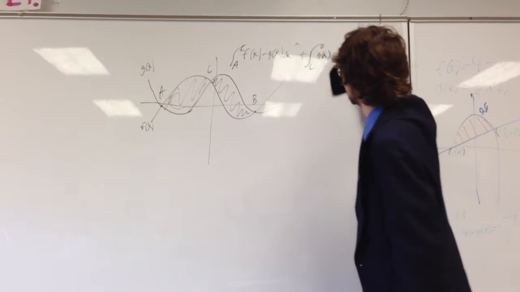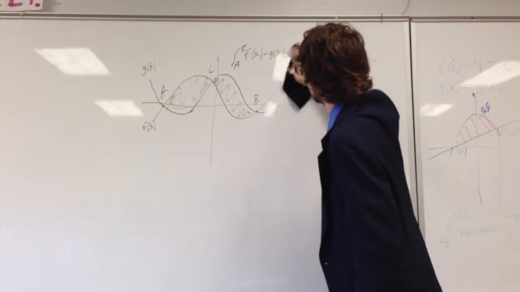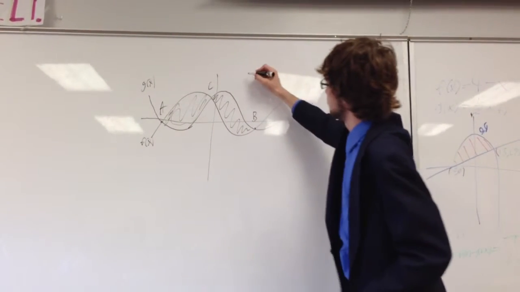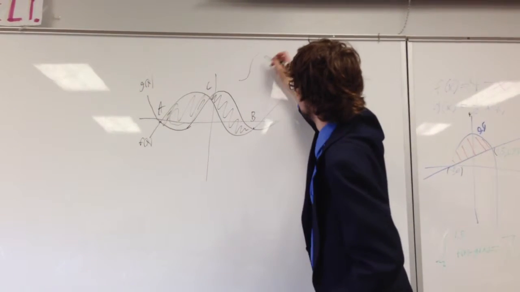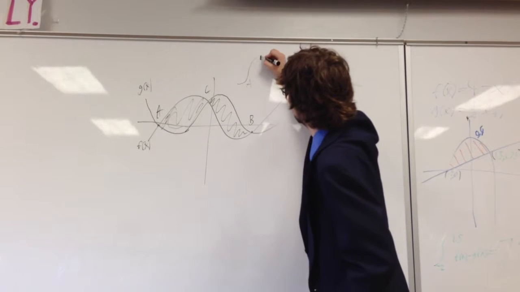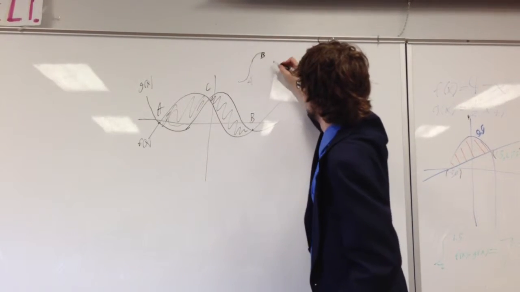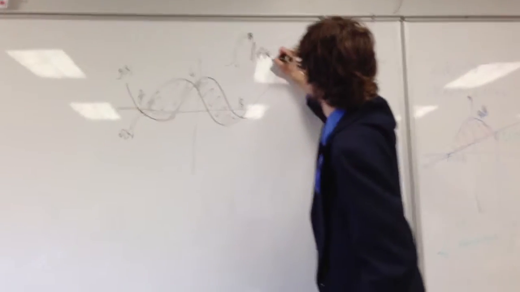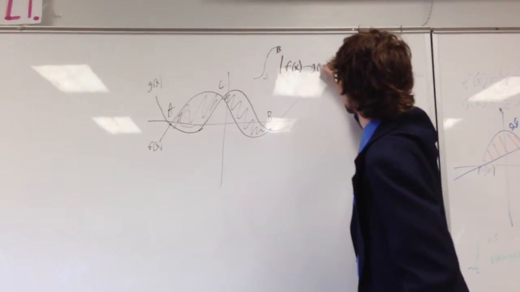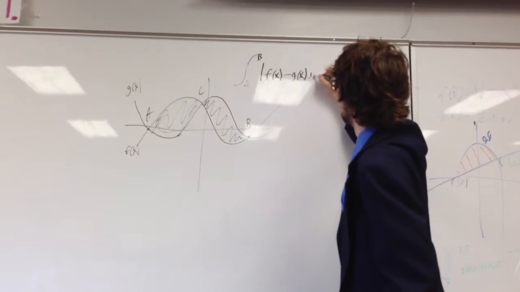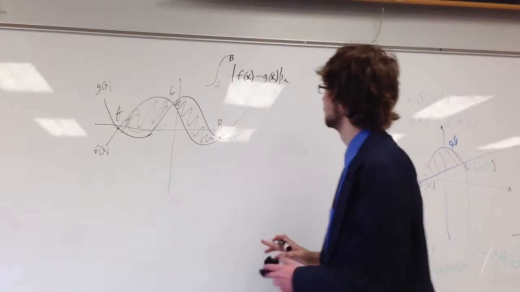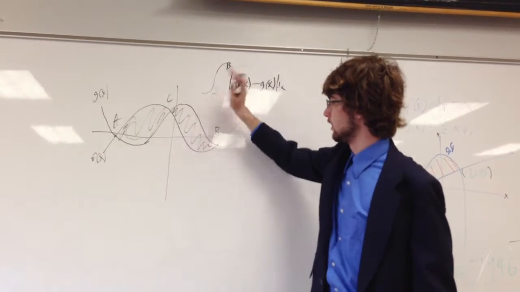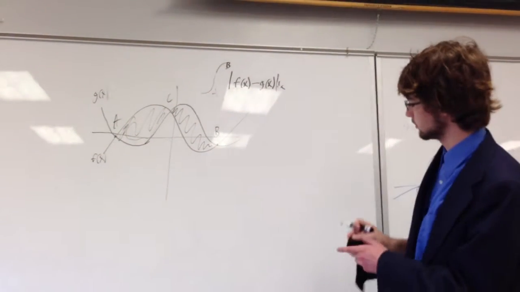Second way, which is a lot easier, as long as you have the calculator, is just take the absolute value. So you do the integral from A to B of absolute value f of x minus g of x, and dx, of course. And then that'll get you the area between these curves, and you don't have to do any multiple integral stuff.